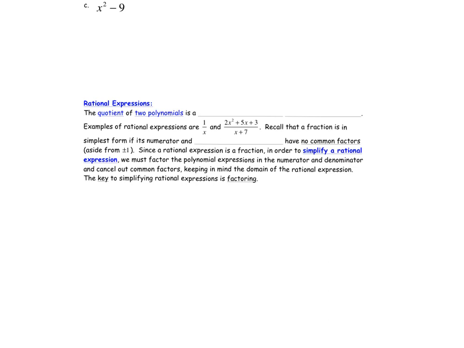Okay, we're going to talk about what a rational expression is and then how to simplify a rational expression. So we are in notes P.5. The quotient of two polynomials is defined as a rational expression. And remember, we talked about polynomials.